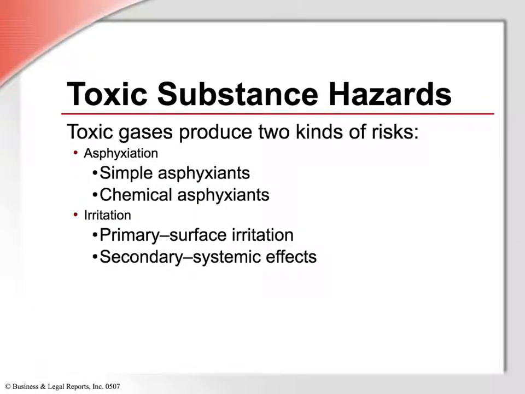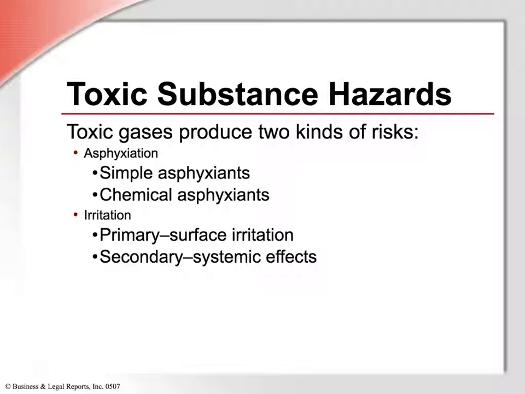Toxic gases present two kinds of risk in confined spaces: asphyxiation and irritation. Asphyxiant gases can cause asphyxiation by displacing oxygen in the atmosphere or disrupting the body's ability to use oxygen. Those gases that produce no effect on the body and are present in sufficient quantities to displace the air are called simple asphyxiants. Examples include nitrogen and methane. Substances that incapacitate the body's ability to utilize an adequate oxygen supply are called chemical asphyxiants. Examples include carbon monoxide and hydrogen sulfide.